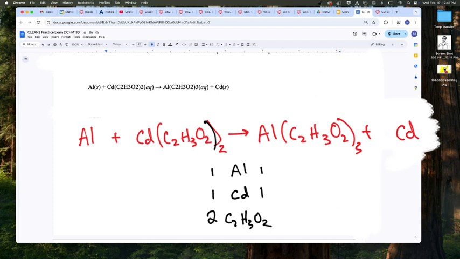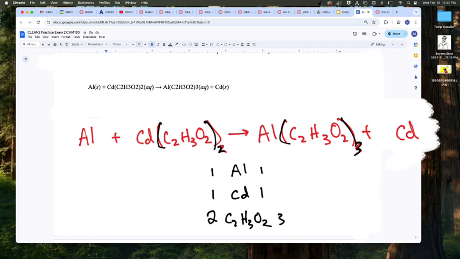2. We're looking at the parentheses. That 2 is our multiplier inside it. How many acetates on the right? 3. So it doesn't balance. We're going to need to go through and change this. How do we change it? Add a 2 for the cadmium. We're not balancing cadmium. We're balancing acetate. So all I care about is the acetate.